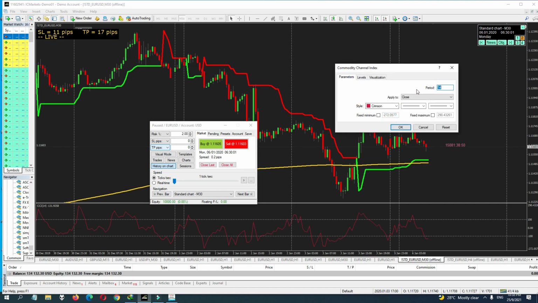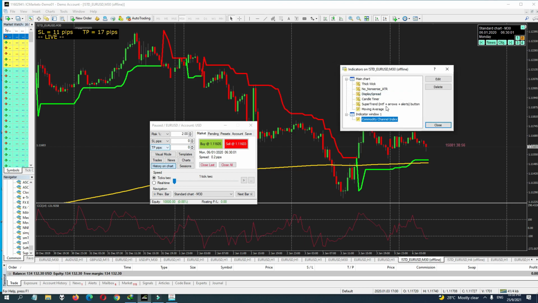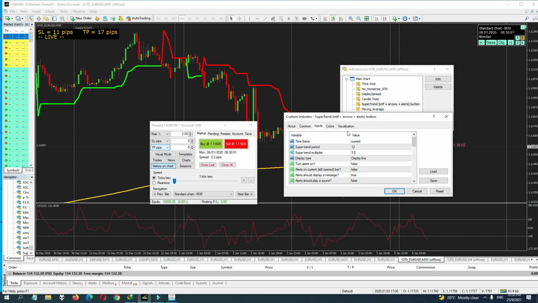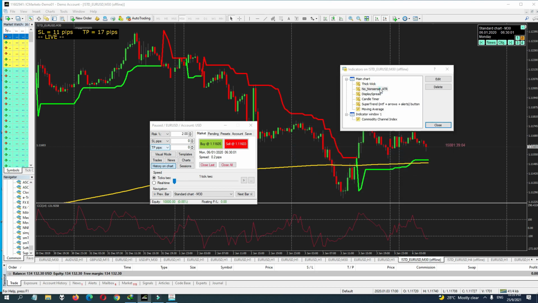Today I am going to test CCI strategy with Supertrend. First, you need CCI period 14. This is the line at negative 100 and 100. And then you need a Supertrend indicator. I'll give you the link down below for this indicator. So 12 and 3. And then you need ATR indicator.